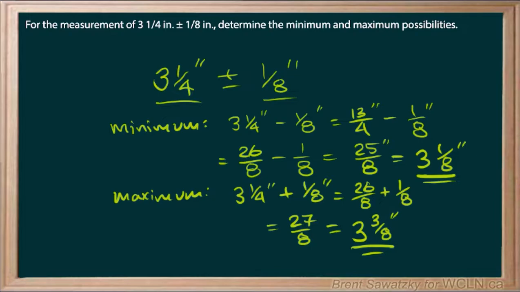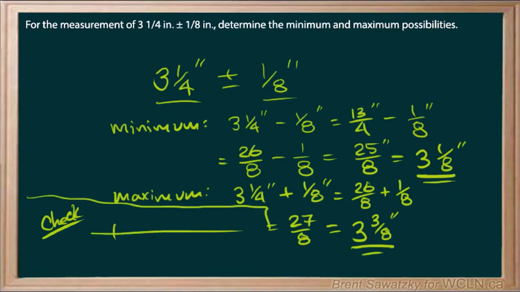Now, it's always good, particularly if you were to do this on a test or something, you can quickly double check yourself. And so let's just do a little check in the corner here. If we were to put this on a bit of a line, I'll kind of separate this a little bit, and we were to say the minimum was 3 1/8 here, and the maximum was 3 3/8 here, then what would be in the middle? Well, 3 1/8, 3 2/8, then 3 3/8. So 3 2/8 would be in between those two.